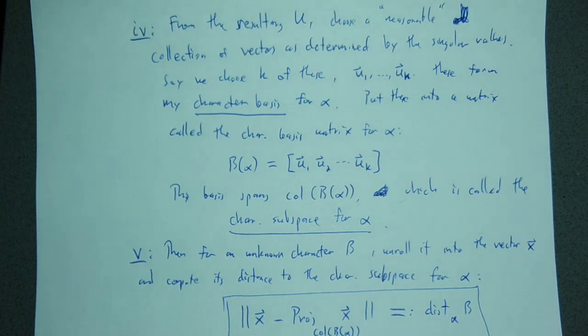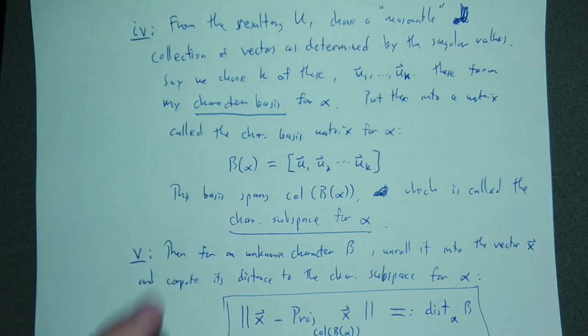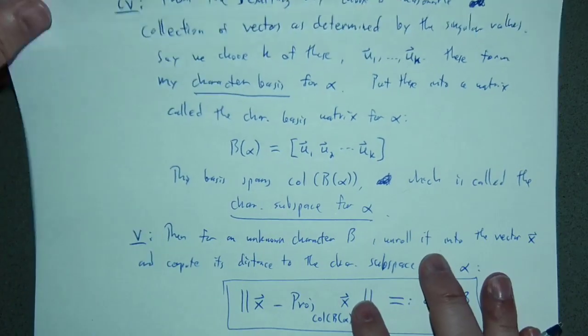As is mentioned later, there is a shortcut for this. Normally you would have to compute this, which would be slightly nastier, but thankfully our character matrix actually consists of these orthonormal vectors u, right? Because U is orthonormal by the properties of the SVD. So it turns out this is actually slightly easier than it looks.